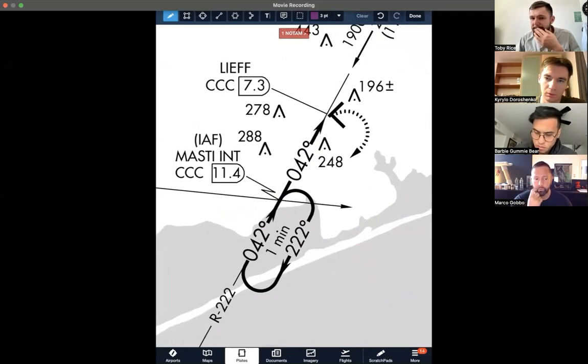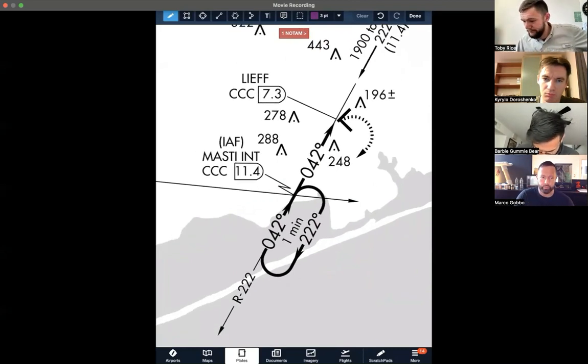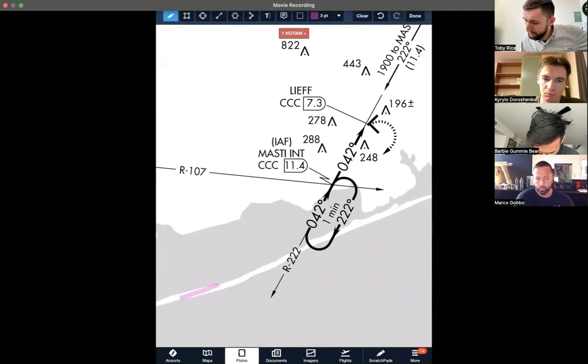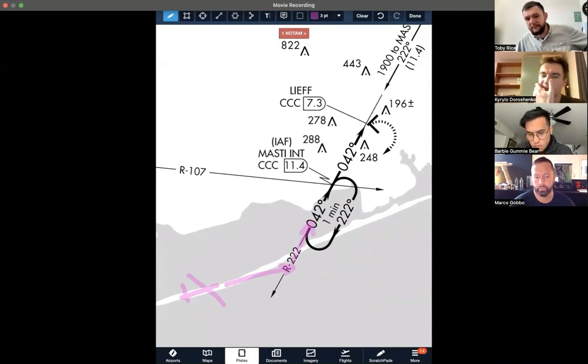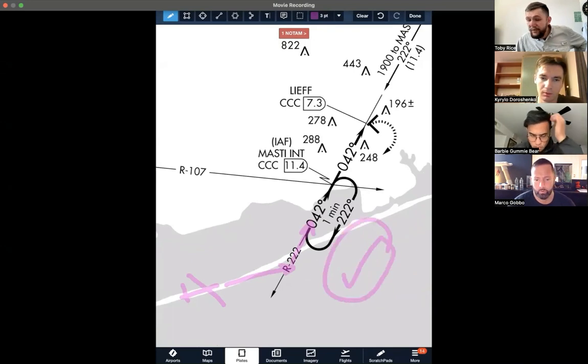Just a quick question, what if we intercept the radial a little bit further out? You see the outer shoreline? Yes. So perfect, instead of going straight to Masti, we go straight to the radial at 222, and then we turn, intercept that radial, and from there we go straight in. Like this. Yeah. This will be very good.